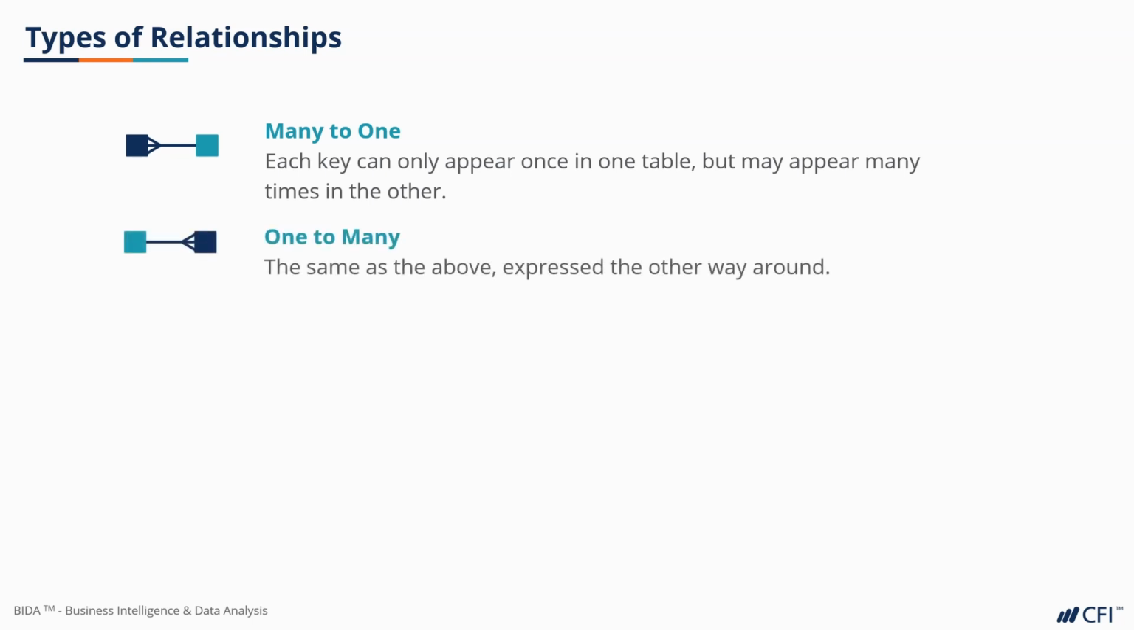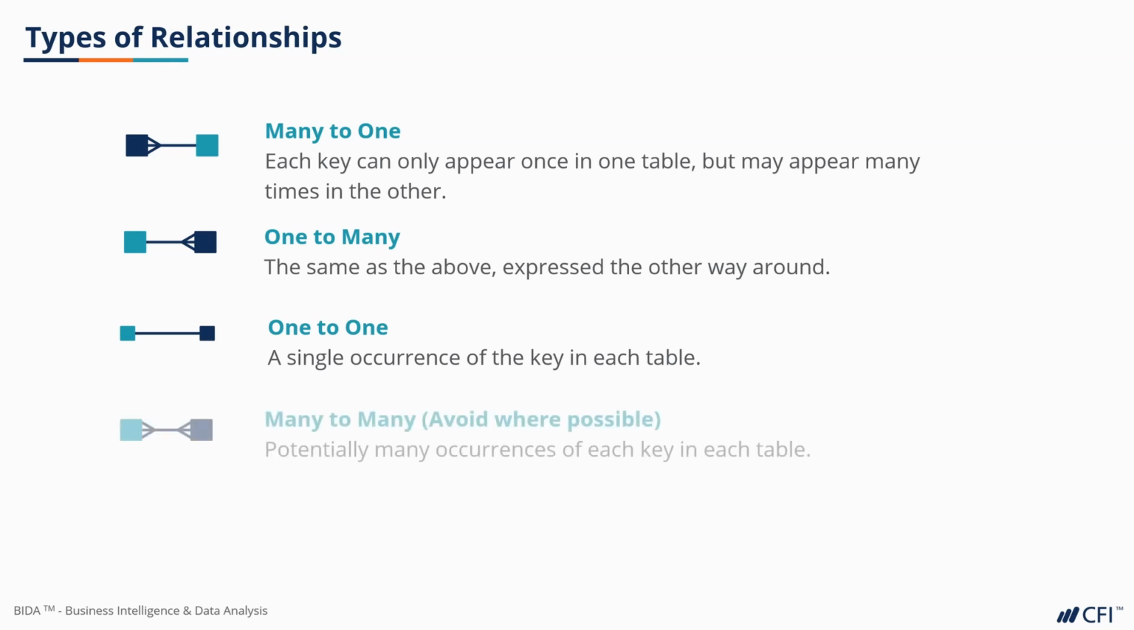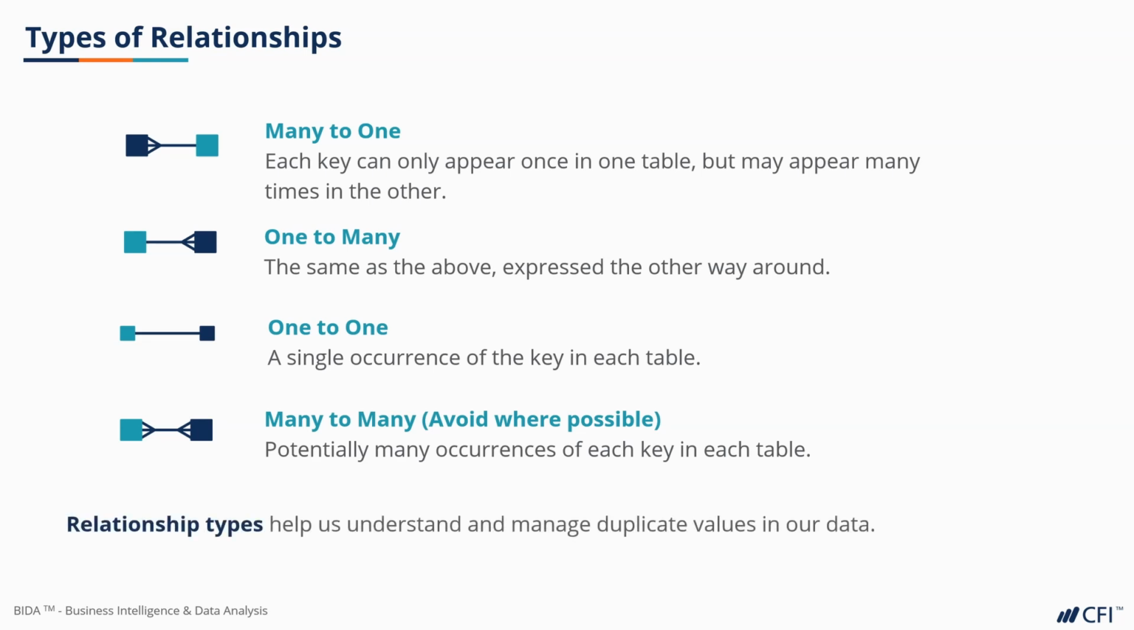A one-to-many relationship is the same as the above, just expressed the other way round. Then we have a one-to-one relationship, which means we only have a single occurrence of the key in each table. Finally, we have a many-to-many relationship, which means we potentially have many occurrences of each key in each table. Generally, we try to avoid the many-to-many relationship as it can cause a lot of complications. In general, relationship types help us to understand and manage the duplicate values that appear in our data.